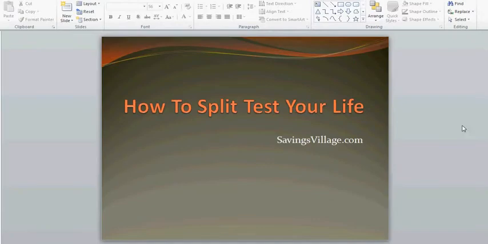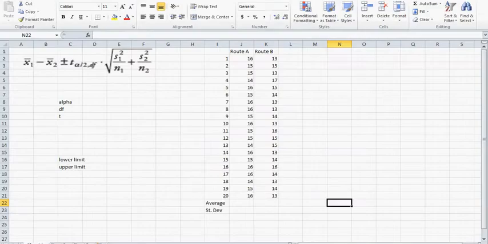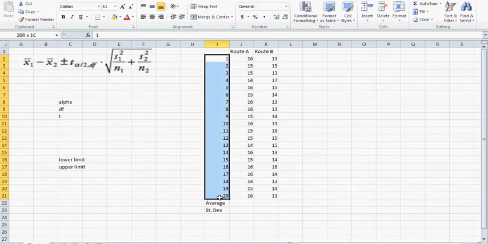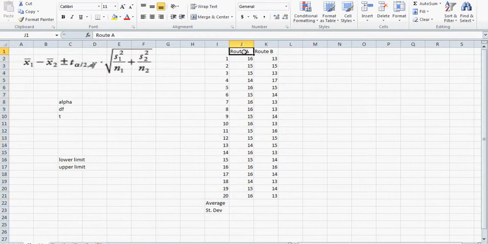Otherwise, let's get going. So the first thing that I've done is put my data into Excel. This is the sample number. So I have 20 samples, and this is for route A and route B. Like I said in the article, we're using an example of driving to work. We want to see which one's faster.